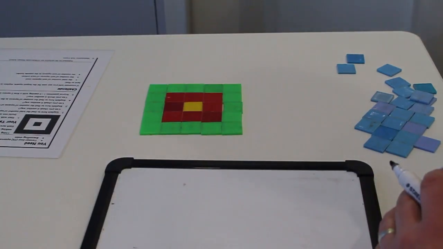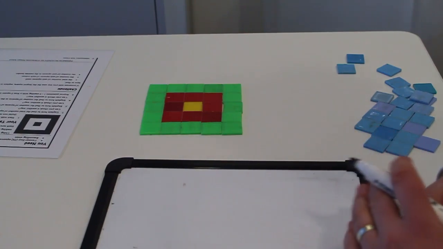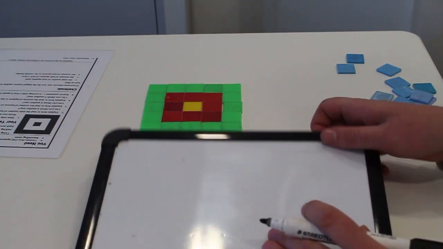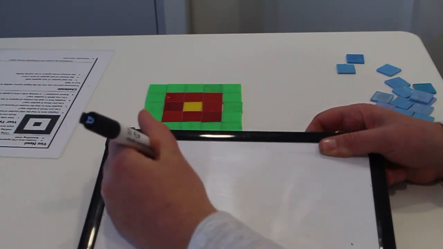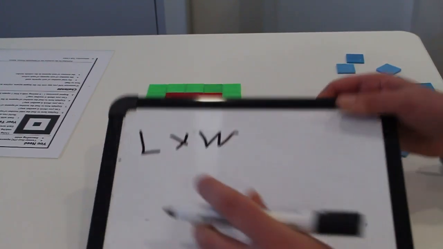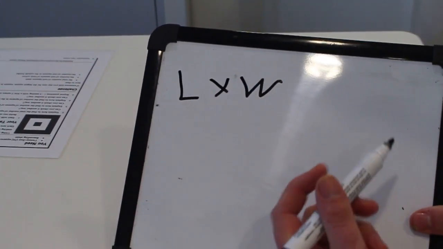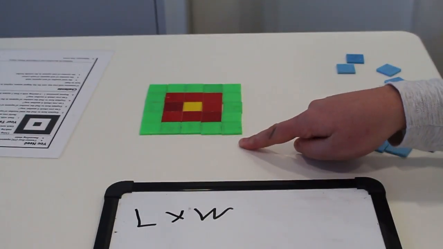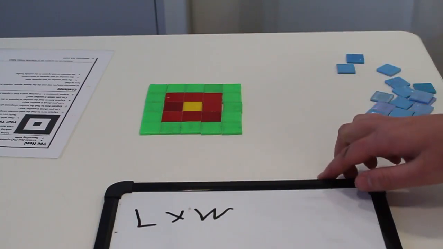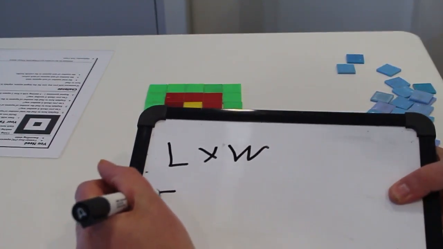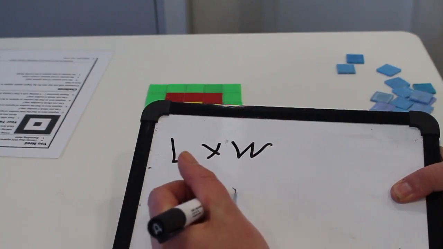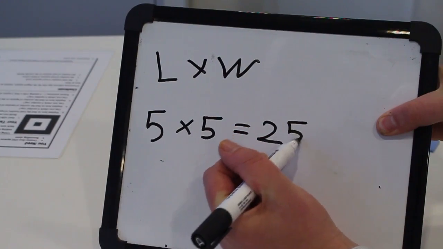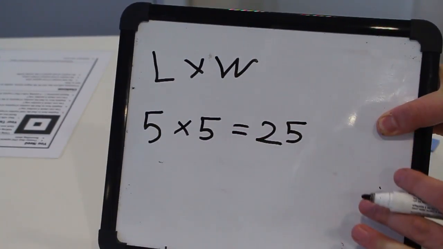Now there's no real right or wrong answer in terms of how you can find out the total number of squares used, but I'm just going to share with you two examples. So the most obvious one would be to go length times the width, because we know when we times the length by the width, we get the area. So in this case, my length is 5, and because it's a square, my width is also going to be 5 as well. So I could work out how many squares I've used altogether by going 5 times 5 equals 25. So that's one way.